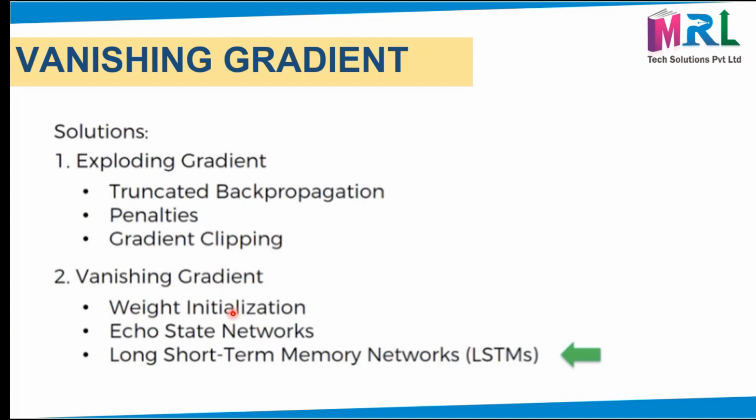Vanishing gradient, as I told, keeps reducing the values very fast, because when you multiply a small value with any other value, the output will be very small again. So we can do weight initialization, and we have echo state networks, and another one is called long short term memory networks, the LSTM method. This is the most popular one that we are going to use in our algorithm.